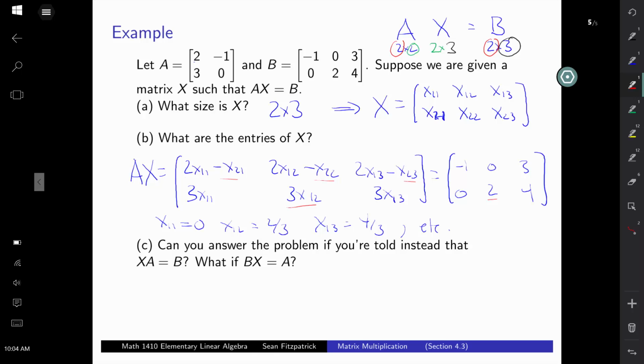Okay, so part C, I'll let you guys think about that. Can you think about the relative sizes of the matrices? Can you answer the problem if we're doing X times A instead of A times X? What if we're doing B times X equals A? Do the sizes match up? In which of these scenarios is it even possible to consider the problem? If you can consider the problem, can you figure out what the entries are? Some cases might be easier than others. Okay, so we'll stop here.